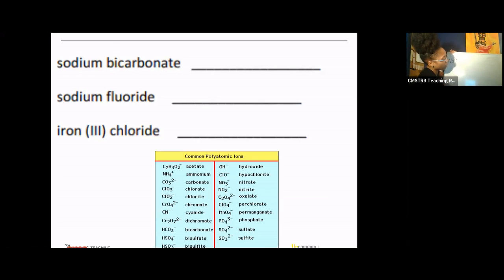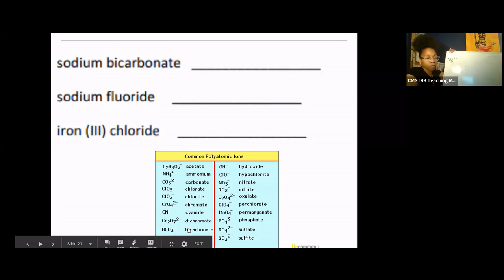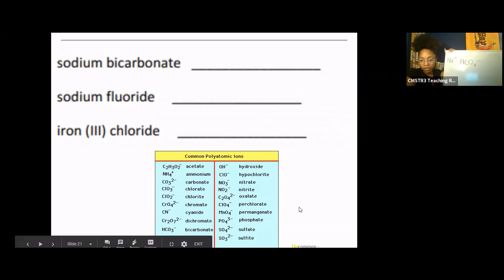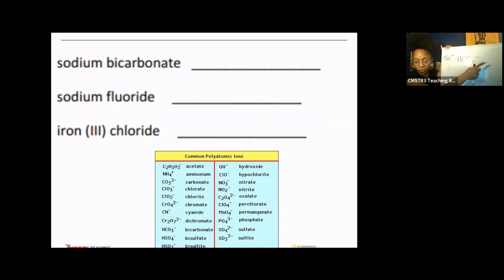Bicarbonate means it's going to be on a list. So if I look at this list here, it says the formula for bicarbonate is HCO3, and then it's just got a minus sign. In chemistry, we don't like to write ones. So if you just see a minus symbol, it means -1, or +1 for a plus symbol. The 1 is understood. So now you've got your elements listed.